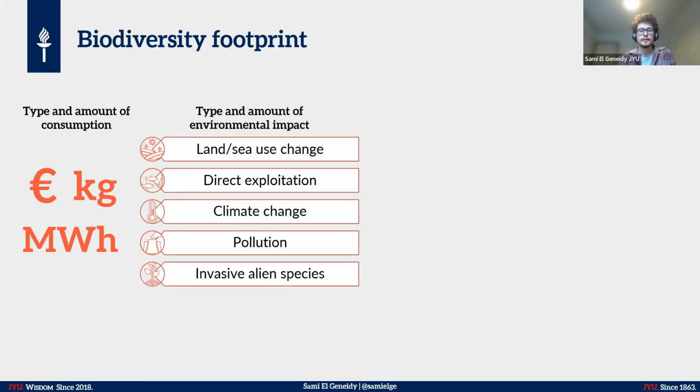Then we have the type and amount of environmental impact that we have to measure. So basically, here we come to the 5 direct drivers of biodiversity loss. So for example, we have to understand that if we consume this and this much food, how much land do we have to use? So how many square meters of land do we have to use? Or for example, what is the carbon footprint of our energy use? So we have to understand how much it affects climate change, and so on. So we have to measure and assess the type and amount of environmental impact.